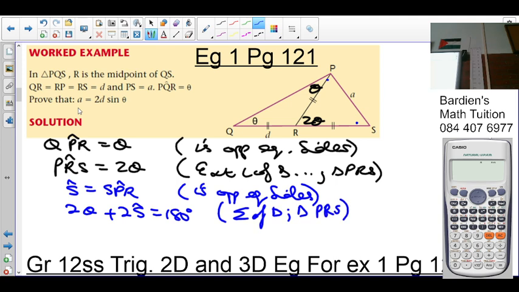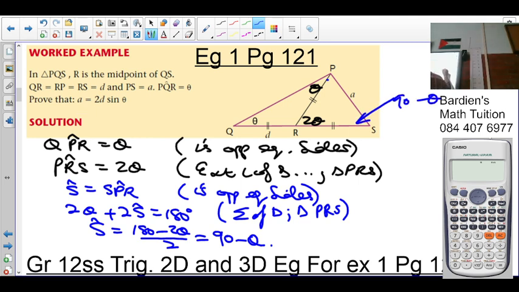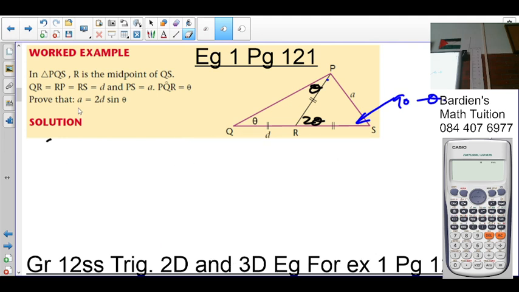Alright. So now I'm going to make this the subject of the formula. So angle S is equal to 180 minus 2 theta, divided by 2, which will give us 90 minus theta. Which is also equal to SPR. That is 90 minus theta. Is there any confusion at this point? No confusion. Okay. I just need to take this off, so I'd like to keep the diagram in focus.